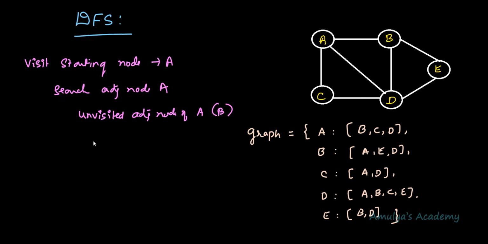After that, what you need to do? You need to search for the adjacent nodes of B, and next you need to visit an unvisited adjacent node of B, one of the unvisited adjacent nodes of B. We need to continue doing this until we reach the dead end in that path. After that we need to backtrack, right?